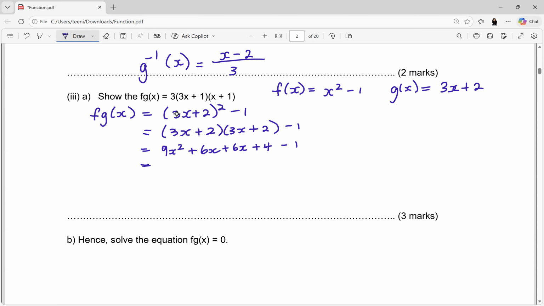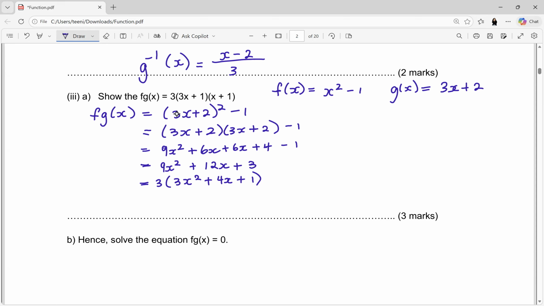So then we simplify this. This would give me 9x squared. 6x plus 6x is 12x. And then 4 minus 1 is 3. So I can take 3 out of this by factorizing it. So this will be 3 by 3x squared plus 4x plus 1.